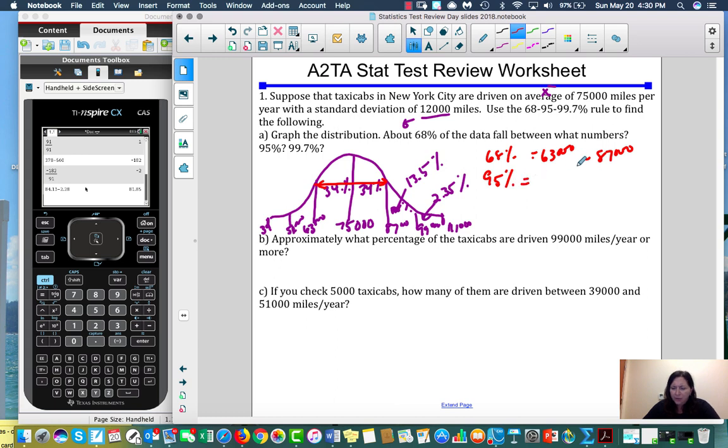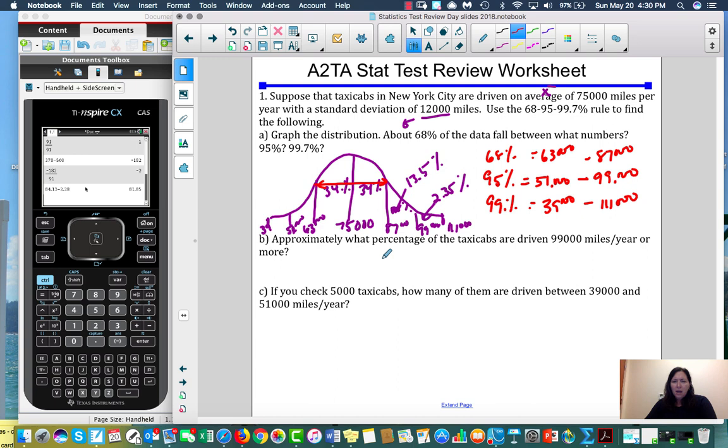95% of our data is going to be from 51,000 to 99,000. And then our 99.7% is going to be from 39,000 to 111,000.